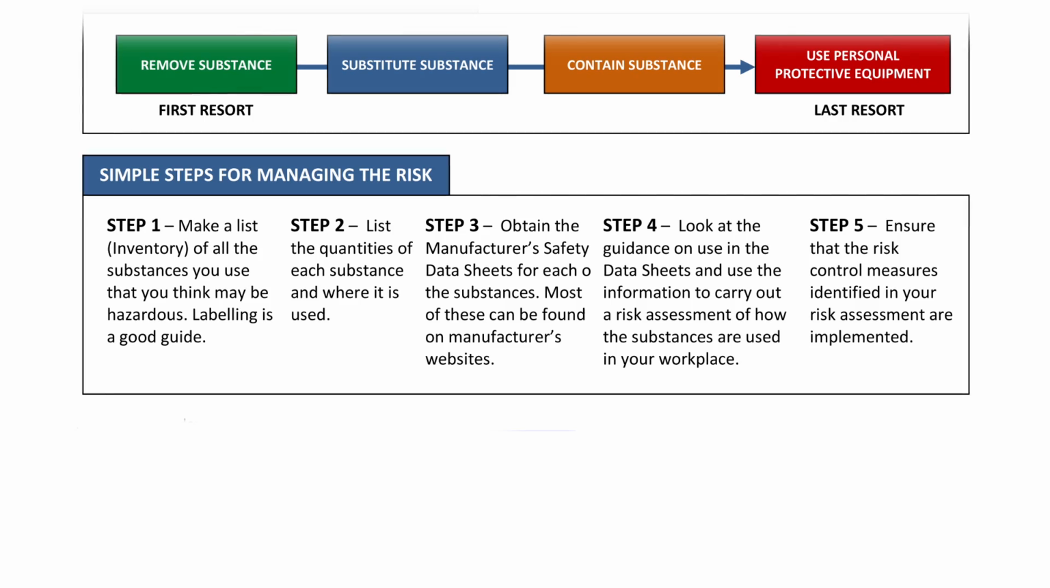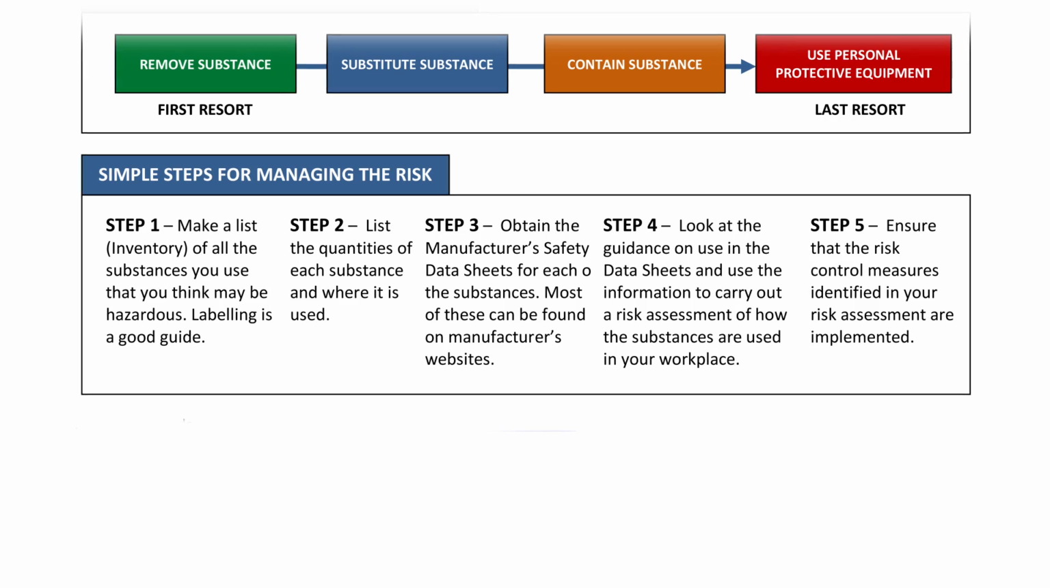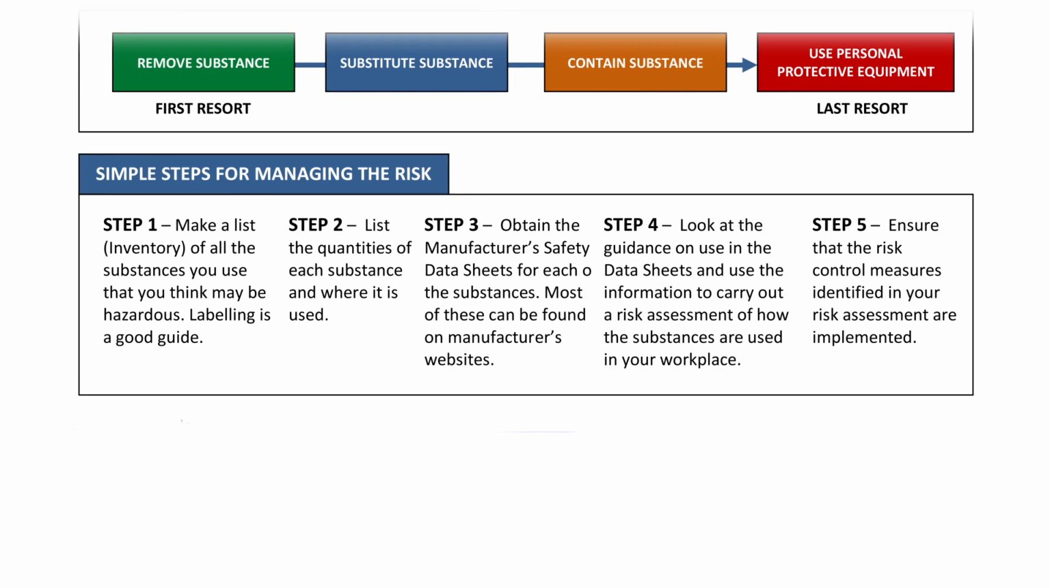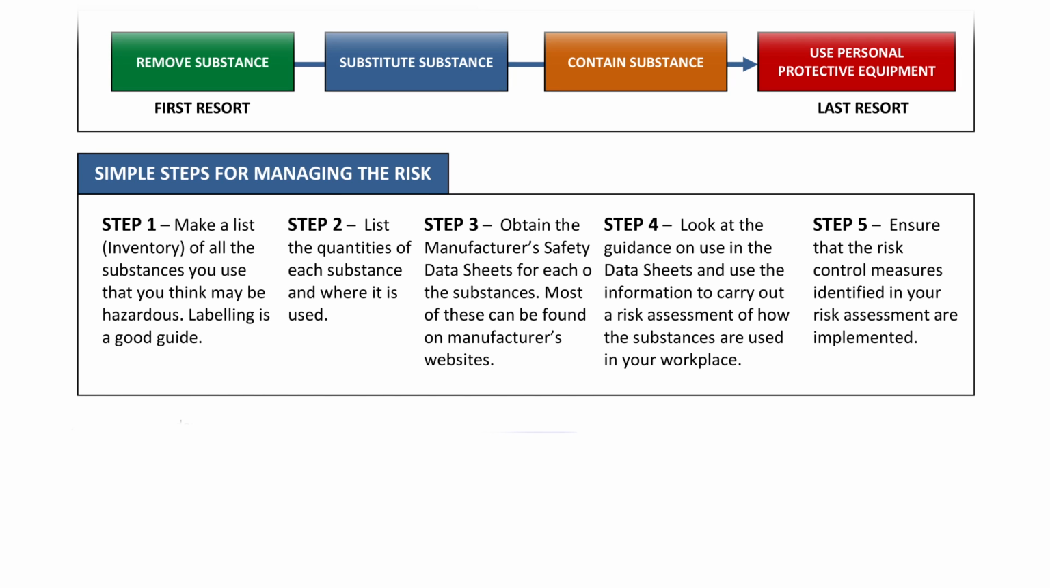Step 4. Look at the guidance on use in the data sheets and use the information to carry out a risk assessment of how the substances are used in your workplace. And finally, Step 5. Ensure that the risk control measures identified in your risk assessment are implemented.